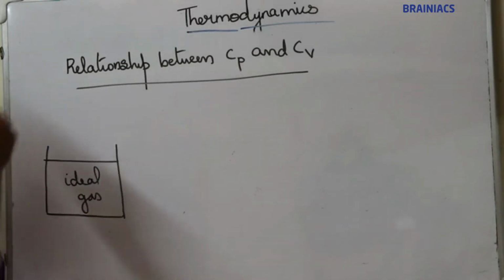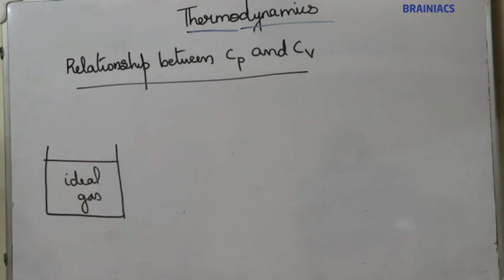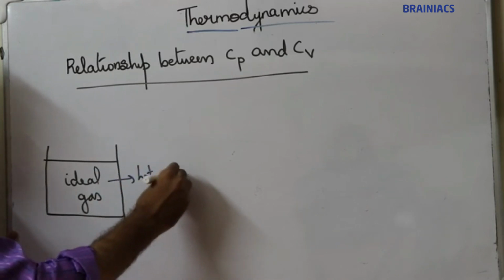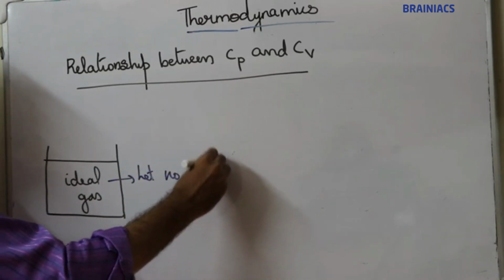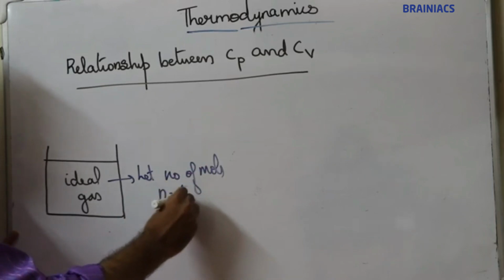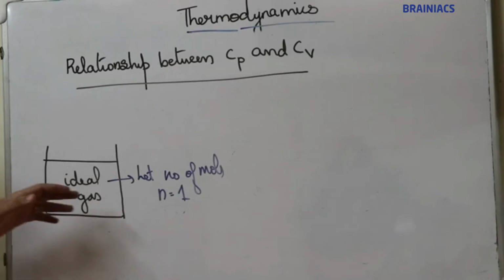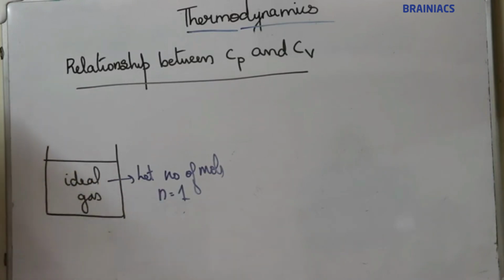Consider an ideal gas. Consider a system filled with ideal gas. Let the number of moles of ideal gas be 1.